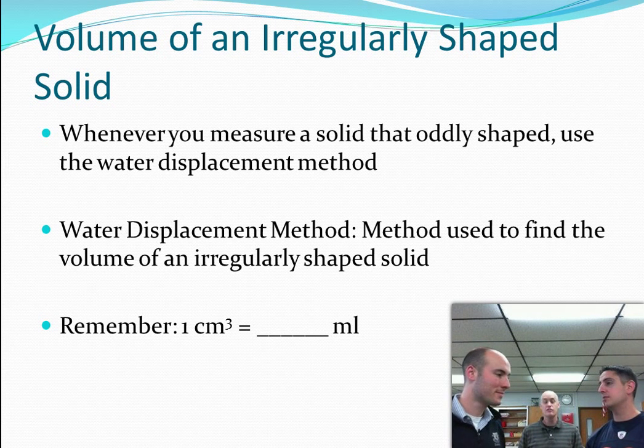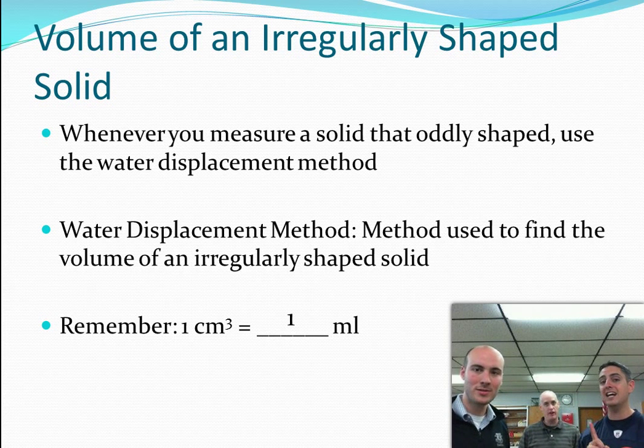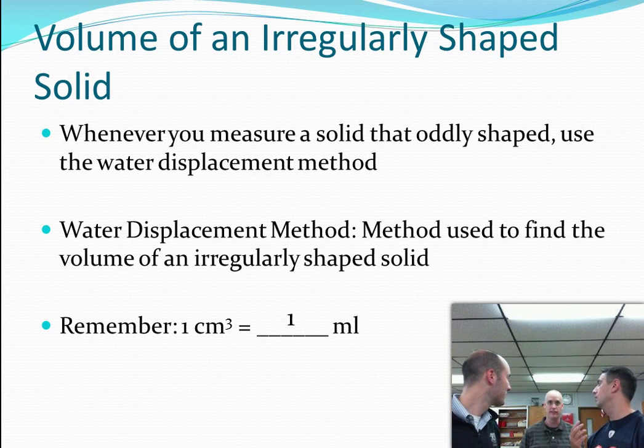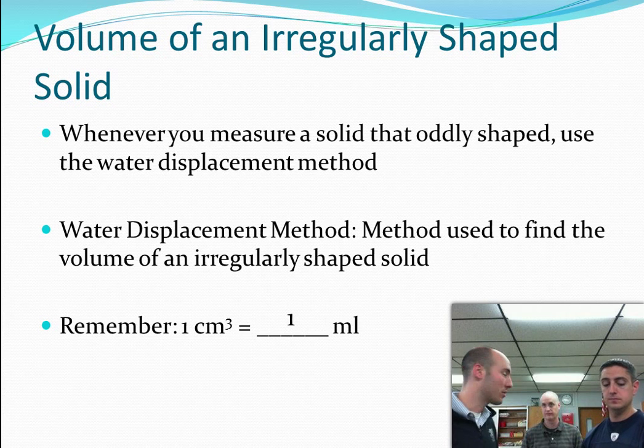1 cubic centimeter is equal to how many milliliters, guys? One. Exactly. They're exactly the same, except one is used for solids, a cubic centimeter, and one is used for liquids. We bring this up because in the water displacement method, you generally get a measurement of milliliters for the volume of a solid. But do we measure solids in milliliters? Nope, you use cubic centimeters.